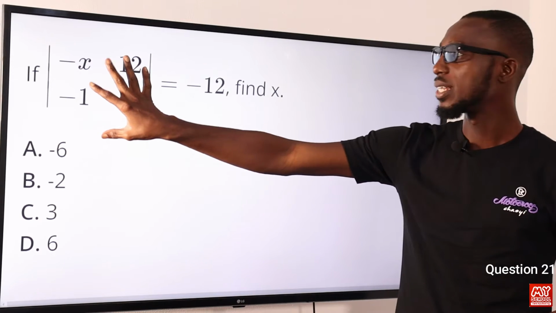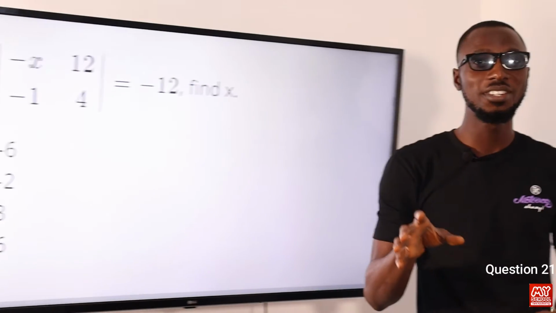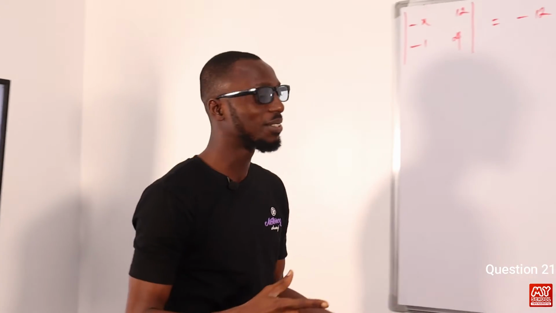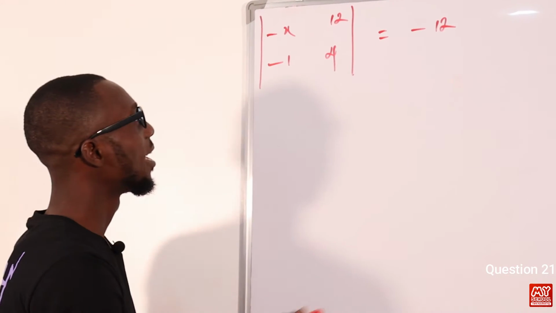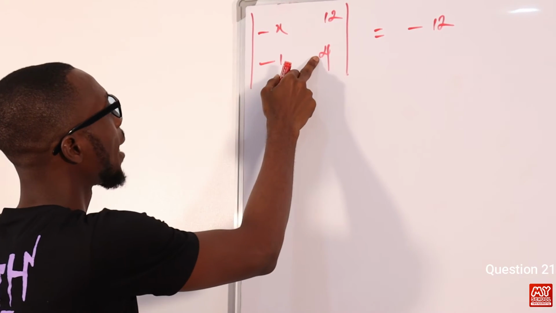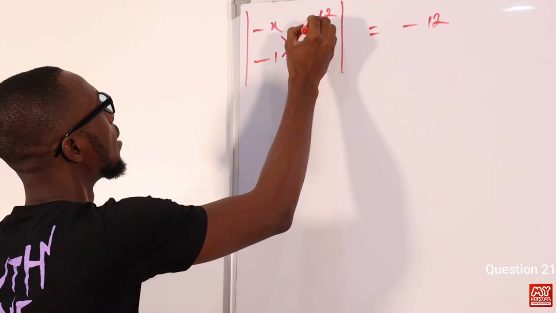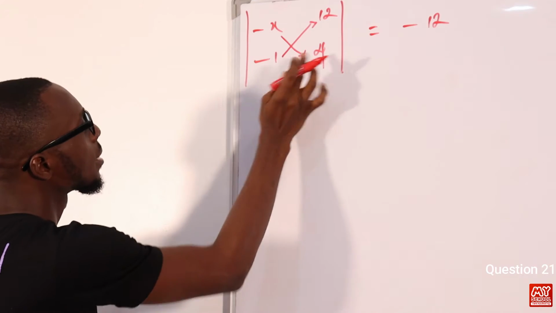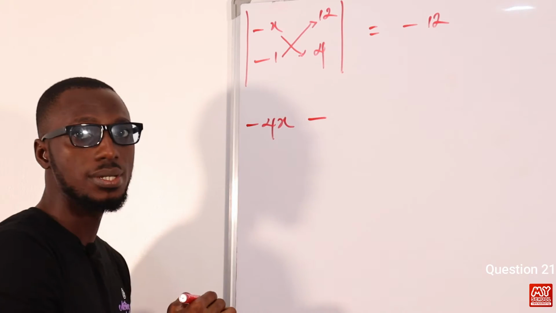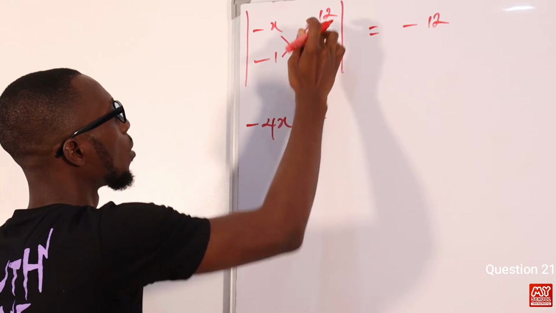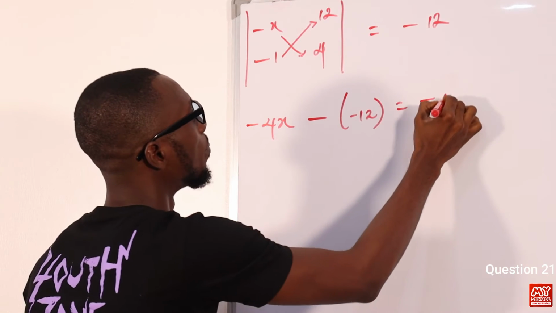So we have this matrix equals minus 12, find x. I've prepared this question on our whiteboard. All we need to do is walk through the steps together and get the answer. So we will have this multiplies this, this to this, then this to this. That will be minus x times 4, that will be minus 4x. So we put the minus sign. Minus 1 times 12, we have minus 12. All equals to this, minus 12.